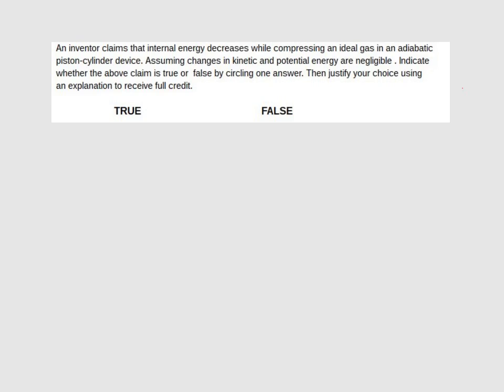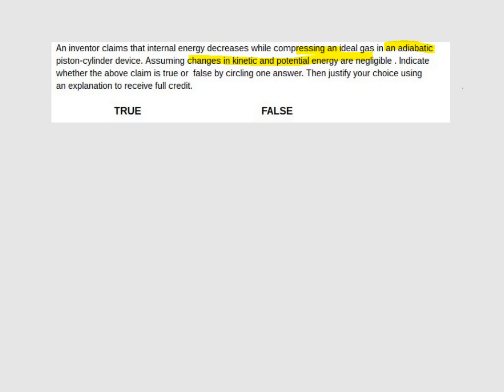So an inventor claims that internal energy decreases while compressing an ideal gas in an adiabatic piston cylinder device. Assuming changes in kinetic and potential energy are negligible, indicate whether the above claim is true or false by circling one answer. Then justify your choice using an explanation to receive full credit.